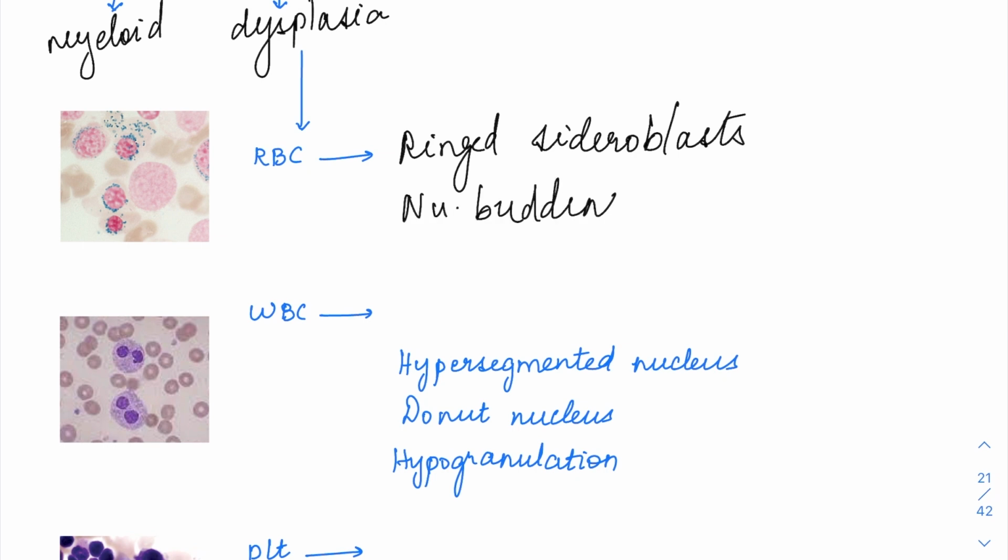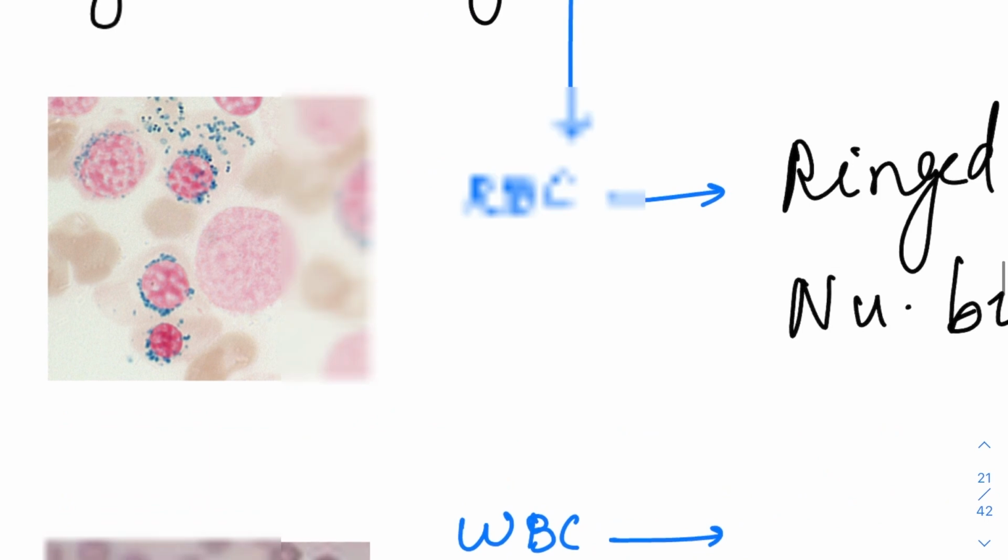This image is actually showing a ringed sideroblast. Sideroblasts are actually iron particles. The iron particles are going to be deposited in the RBC precursors here, and they are arranged in a peripheral rim-like structure around the nucleus. That is why they are called ringed sideroblasts.